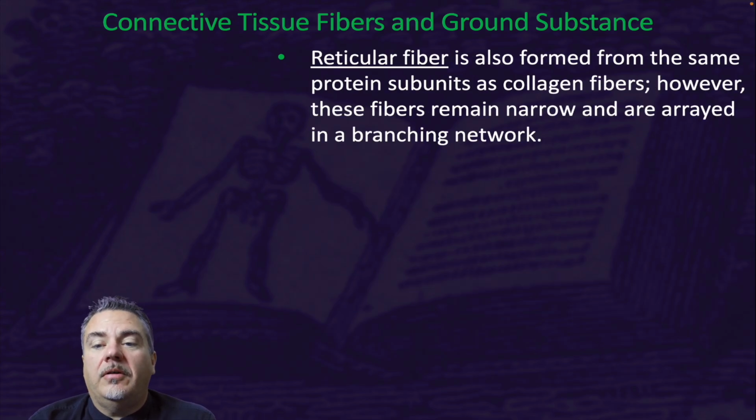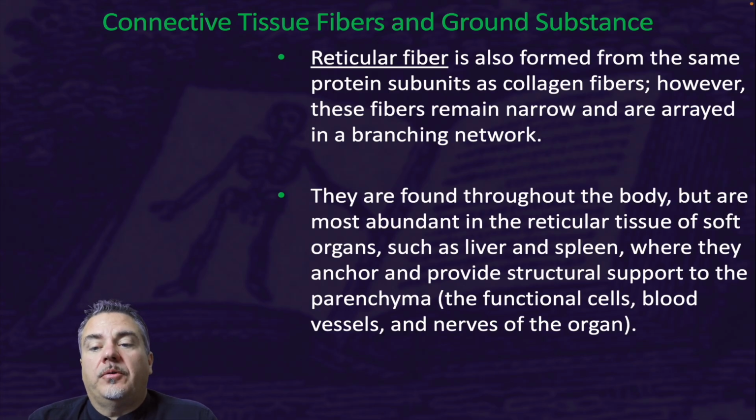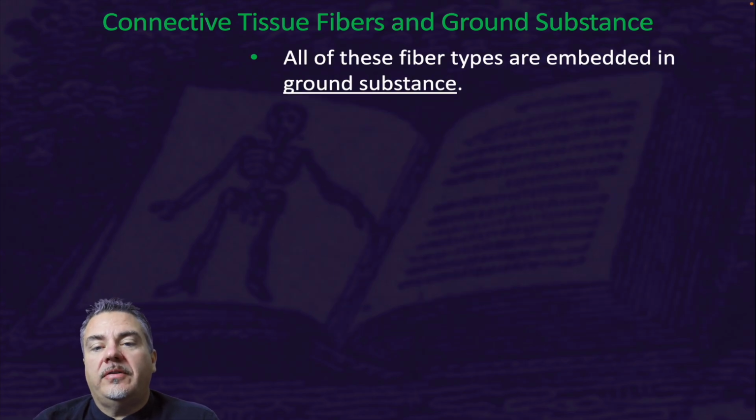Reticular fibers are also formed from the same protein subunits as collagen fibers. However, these fibers remain narrow and are arrayed in a branching network. They are found throughout the body, but are most abundant in the reticular tissue of soft organs, such as the liver and spleen, where they anchor and provide structural support to the parenchyma, the functional cells, blood vessels, and nerves of the organ. All of these fiber types are embedded in ground substance.